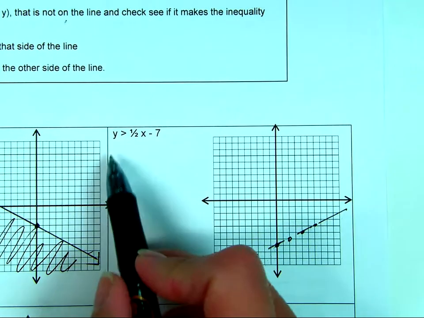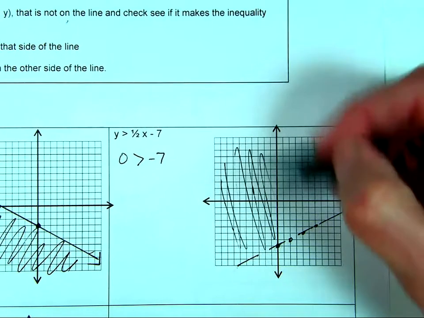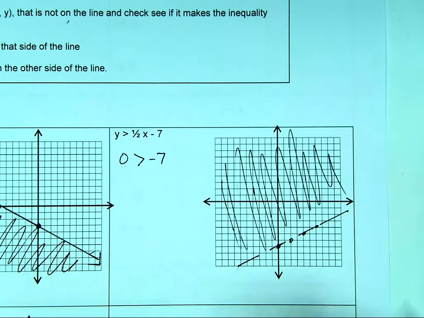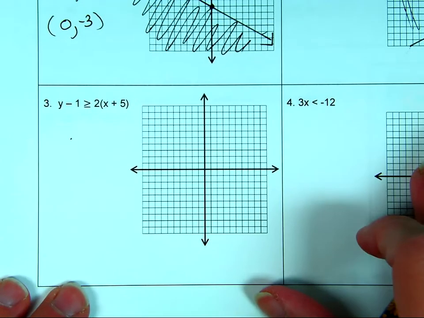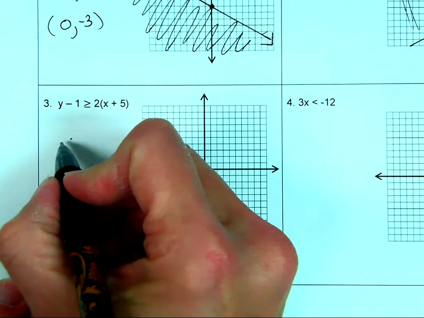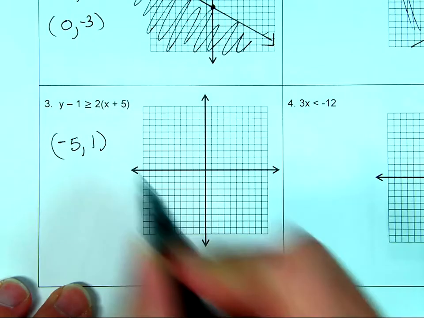So let's check it. Does 0, 0 work? Is 0 bigger than negative 7? Yes, it is. So we shade on that side. Alrighty, let's try another one. This is in point slope form. So remember, our point is negative 5, 1. It's always the opposite of what you see.